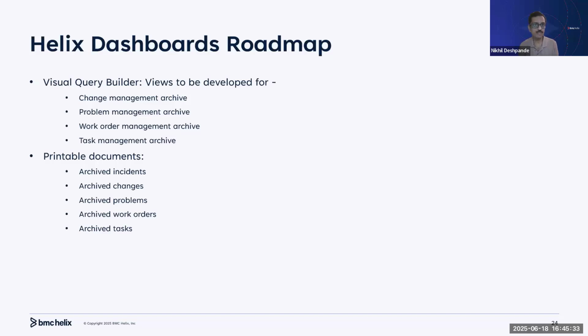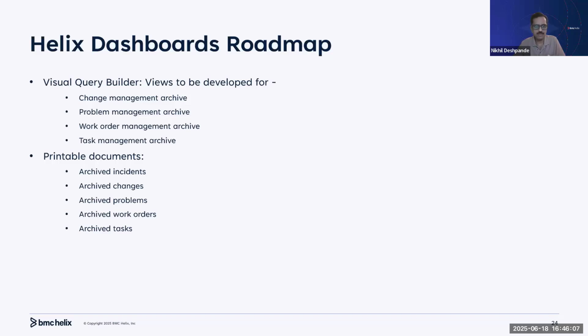And the other is views. You can use Visual Query Builder to develop dashboards using those views. Kshitija showed you how you can do it on the incident management archive. We are in the process of developing views for the other ticket types as well: problem, change, work order, and task. These are also in progress. We hope to deliver at least 2 of these in 25.3 and the other 2 in 25.4.